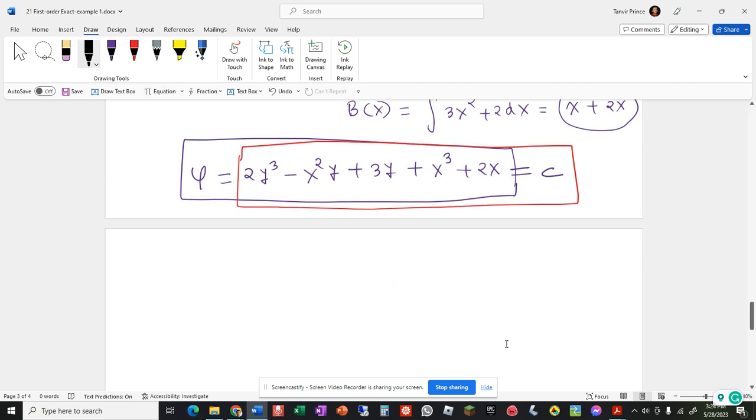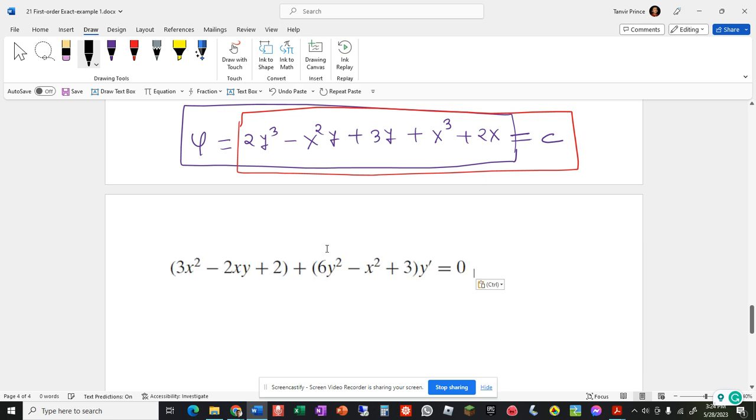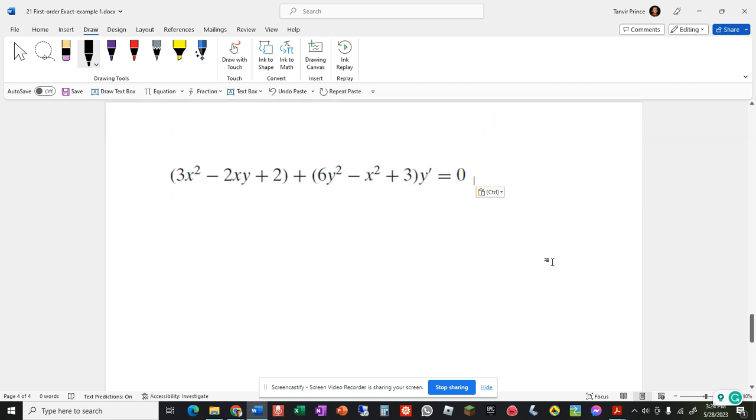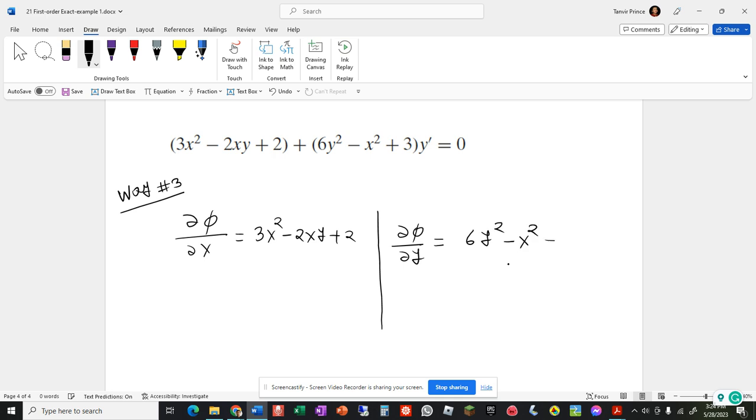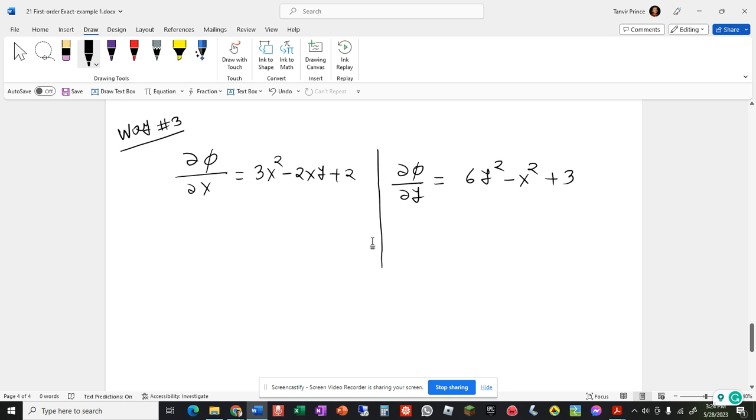And finally, there's a way number 3. It's a completely different way, but take a look at it. So this will be my way number 3. Again, the same equation. The partial of phi with respect to x is m, and the partial of phi with respect to y is n. Now, instead of comparing, we're going to take the integral of both of them.